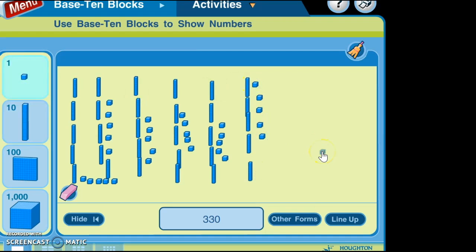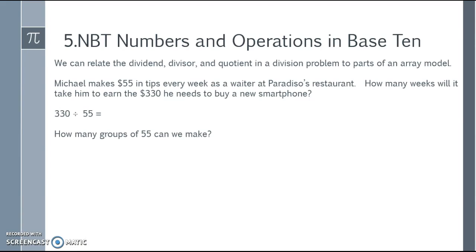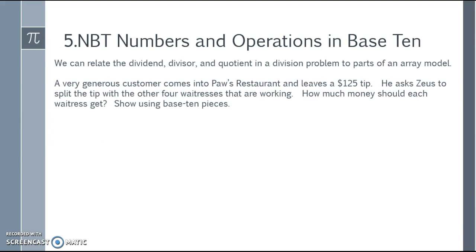There we go. We've reached 330. So it looks like I did 1, 2, 3, 4, 5, 6 groups to reach the $330. Therefore, it would take 6 weeks to reach $330.